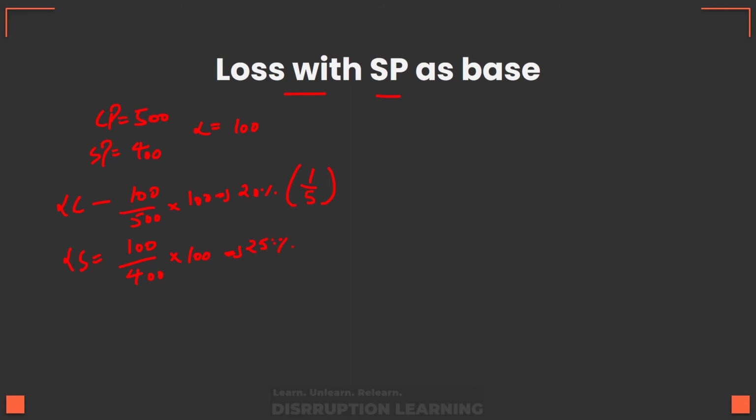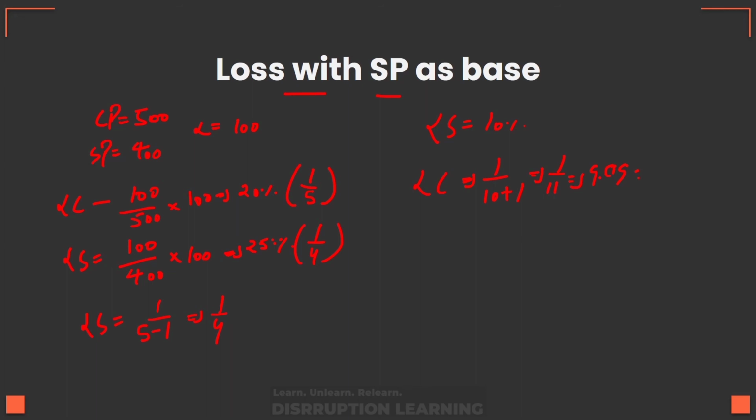is 1 by 4. So the simple way, if you want to convert loss from CP onto loss from SP, is that you just subtract the numerator, okay. However, if you have, let's say, loss on SP, which is 10%, okay, and if you want loss from CP, you simply need to add the numerator, which would make it like this, okay. So this is the basic formula, right?